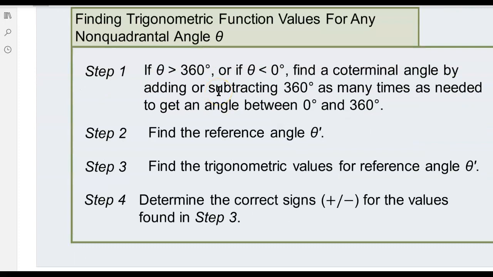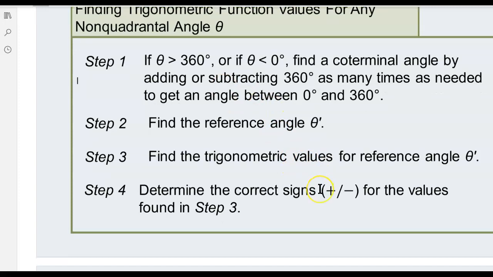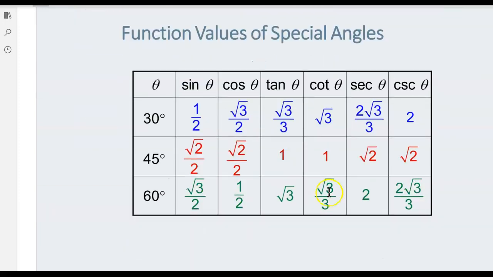So to find the trig functions for angles that are not in the first quadrant, and again, non-quadrantal means that they're not 90 degrees or 180 or 270 or 360, they're not ones that are on the axis, we're going to first make sure that we get it to be between 0 and 360. Then we'll find the reference angle, and then we'll find the trig values, and then determine whether they are positive or negative based on what quadrant they're in.